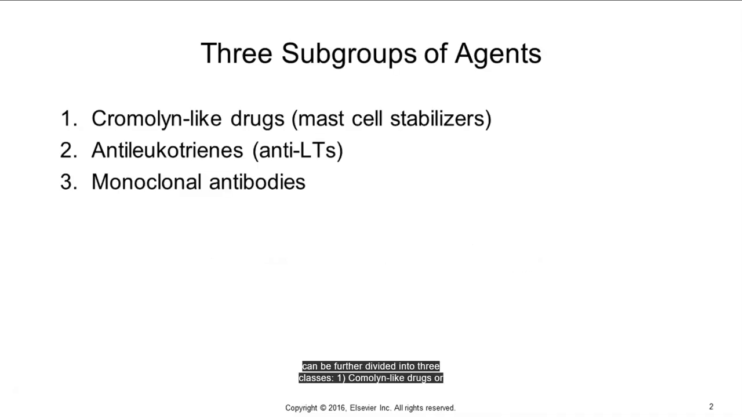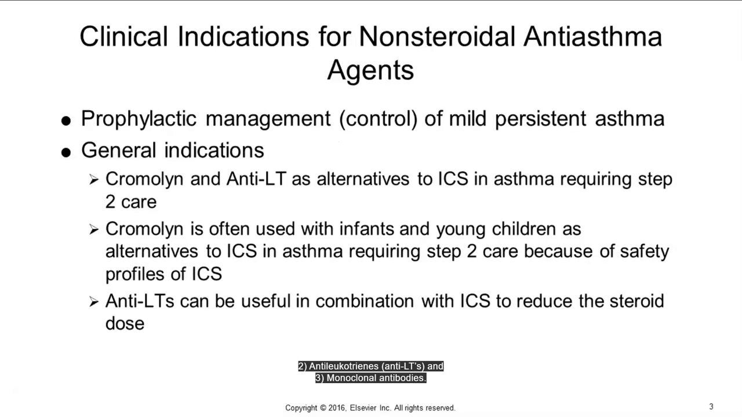Number 1, cromolyn-like drugs or mast cell stabilizers. 2, anti-leukotrienes or anti-LTs. And 3, monoclonal antibodies. Indications for non-steroidal anti-asthma agents are for preventative management of mild persistent asthma and as alternatives to inhaled corticosteroids in step 2 asthma. Anti-LTs may be used in combination with steroids to reduce steroid dose.